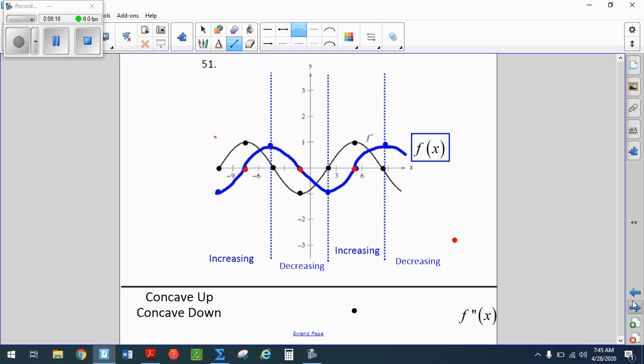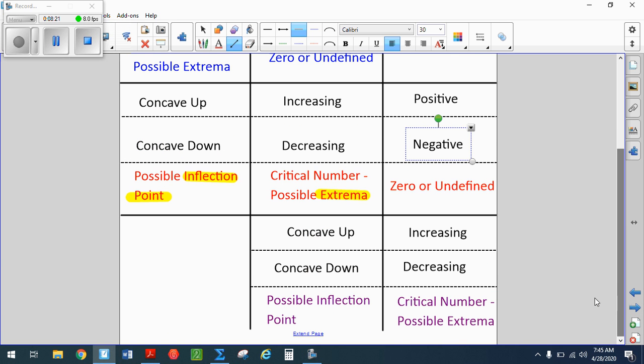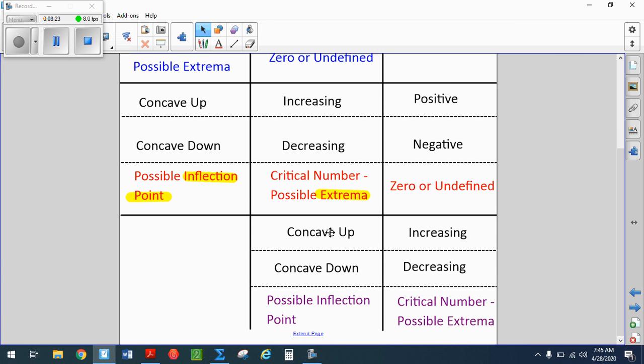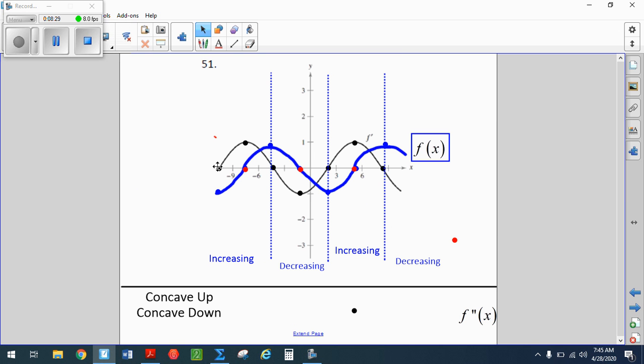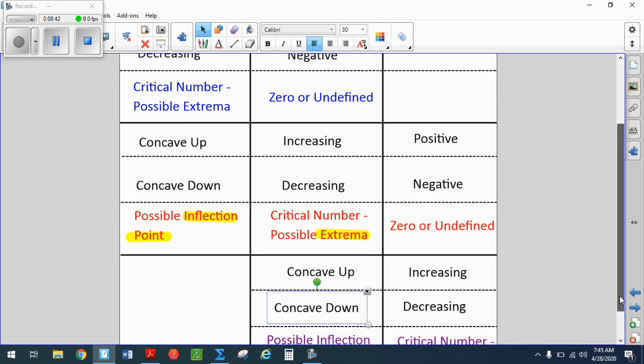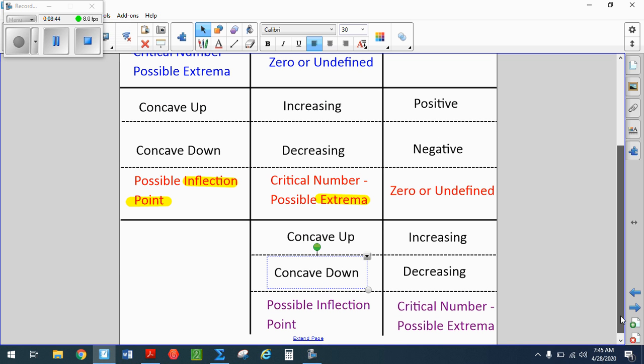I could also say that my derivative graph switches from concave up to concave down. Right, it's going to be concave down into this first blue line. The derivative graph is concave down and then switches to concave up. Which means that's an inflection point on the derivative graph, and it's a relative extreme on the second derivative.